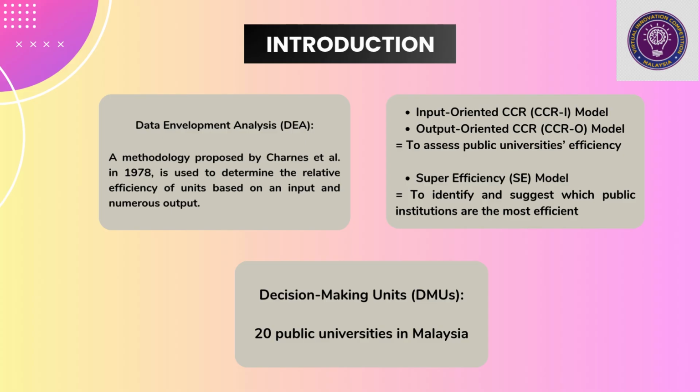There are three models used in this study, which are the input-oriented CCR model and the output-oriented CCR model to assess public universities' efficiency, and the super efficiency model to identify and suggest which public institutions are the most efficient. There are 20 public universities in Malaysia as decision-making units in this study.